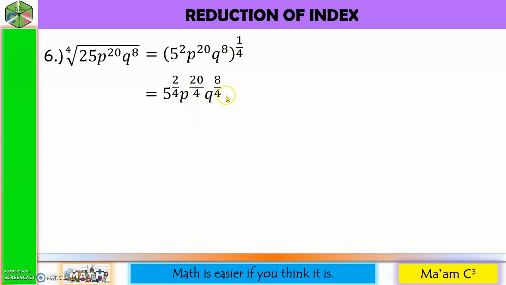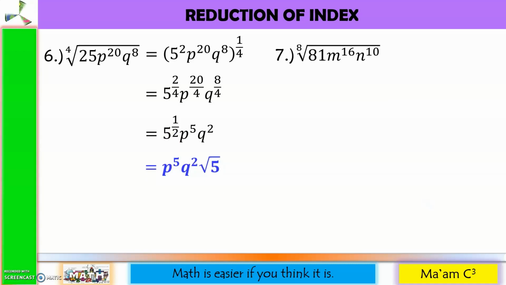8 divided by 4 is 2. 5 and 2 are whole numbers. So only 2 over 4 will be expressed in lowest terms. And the lowest term of 2 over 4 is 1/2. So we have 5 raised to 1/2, p to the 5, and q squared. Now let us write first variables with whole exponents, and then let us convert this into radical form. So the index is 2, so this will be a square root of 5.